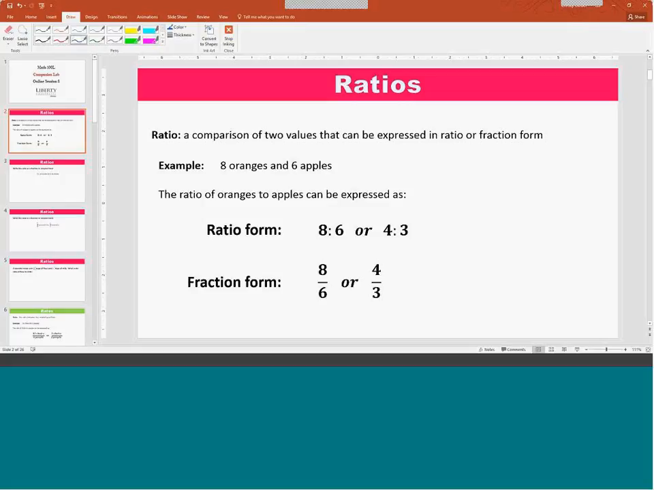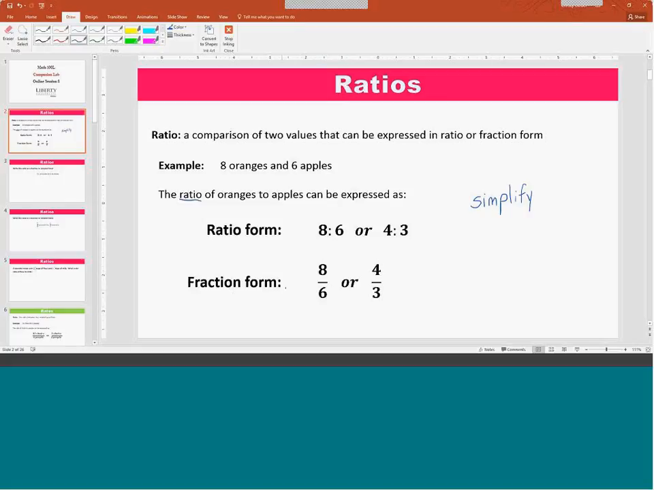For example, we've got 8 oranges and 6 apples, and we want to know the ratio of oranges to apples. Now, it can be expressed in ratio form where we use this little colon to represent the word "to", 8 to 6, and then we always want to simplify. We always want to express a ratio in simplest form. Even when it's written in ratio form, 8 to 6 is simplified by writing 4 to 3 because 2 is a factor of both 8 and 6.